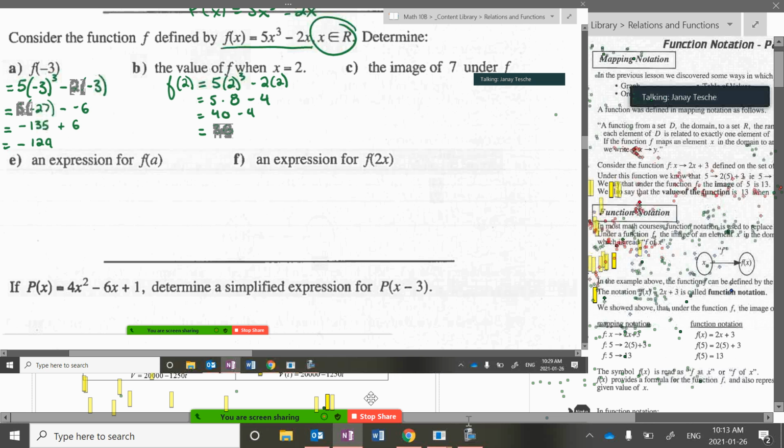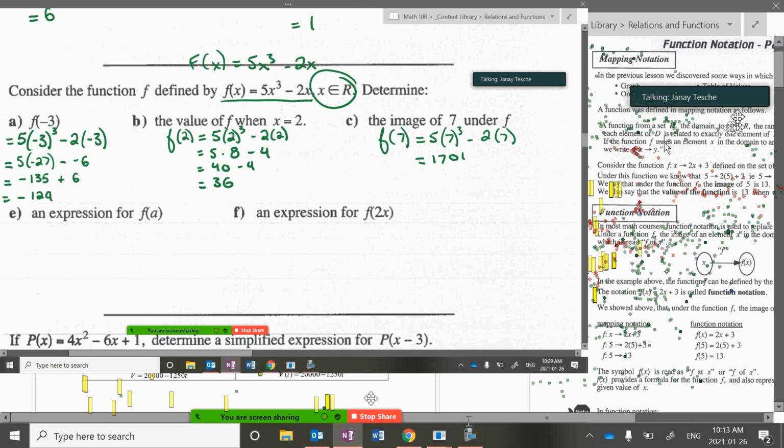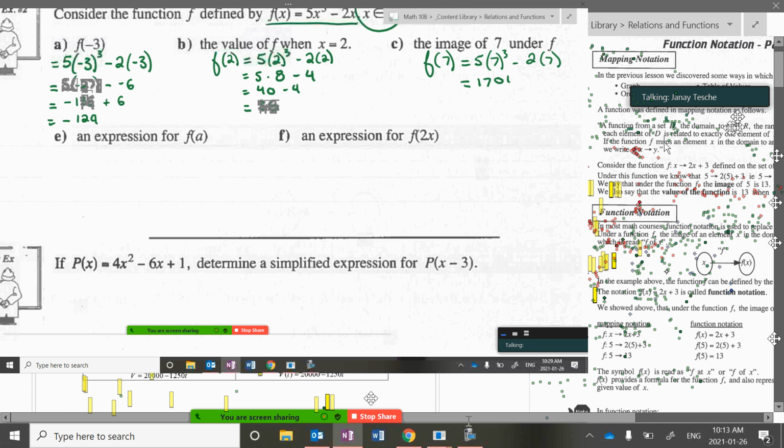Good question. So for C, the image of 7 under f. Not a very common way to ask that, but again, same thing, f of 7 is equal to what? So we're going to sub in 7. When I do this one, I'm just going to go straight to our final answer. Just different ways of asking the same question. You have to be aware of all the different ways.